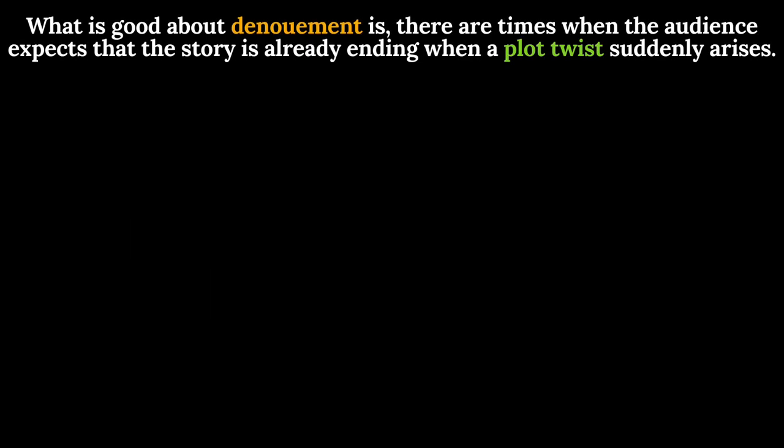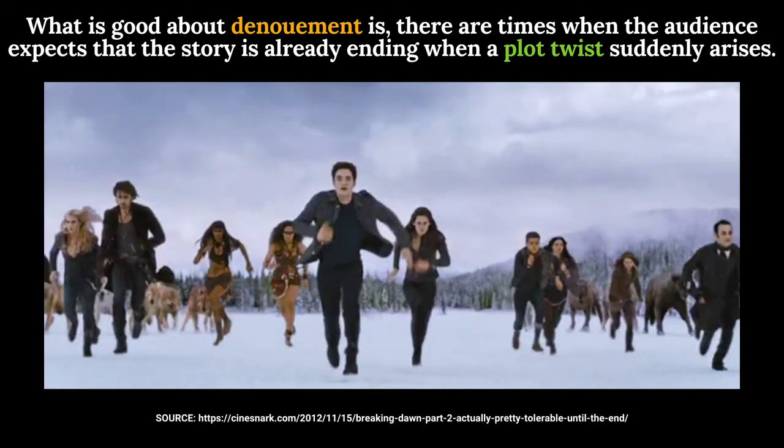But what is good about denouement is, there are times when the audience expects that the story is already ending when a plot twist suddenly arises. In this fight scene in the novel-turned-movie Breaking Dawn, the story seemed to be ending with a battle between the main characters and the Volturi, with, of course, Edward and Bella killing the chief of the villains. Surprisingly, it turned out to be just a vision of one of the characters named Alice.